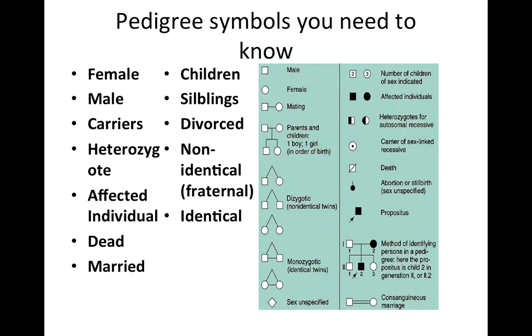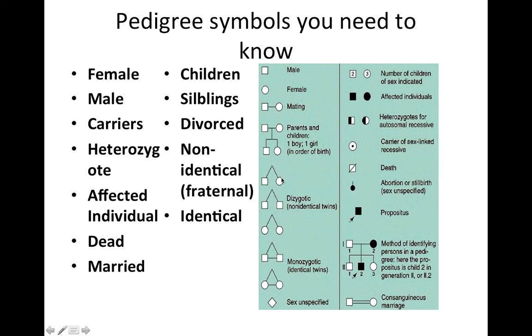Okay, so symbols you need to know. There are a lot of them, but really important ones. Males are squares, females are round. If there's a line between them, we know that they are married or mated. If there's a line leaving those two to make new offspring, new circles and squares, those are their children, and in the order of their birth, the first one born on the left, the last one born on the right.